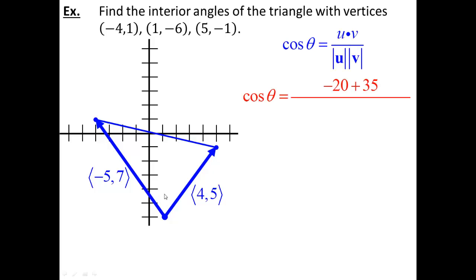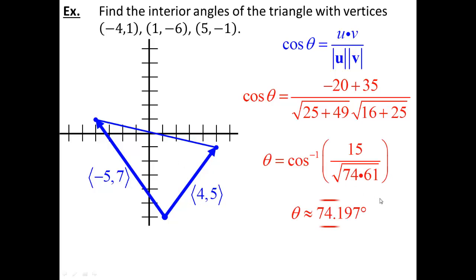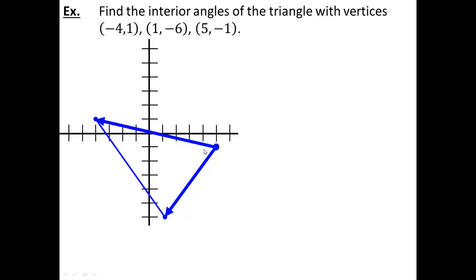So we'll start with -20 plus 35 on the top, 25 and 49, 16 and 25 for the magnitudes of each of those vectors. Clean it up, type it in, 74.197 degrees. So there's my angle right here. Why don't you take the next angle? We're going to do this angle right here. Give it a try, see what you can do.